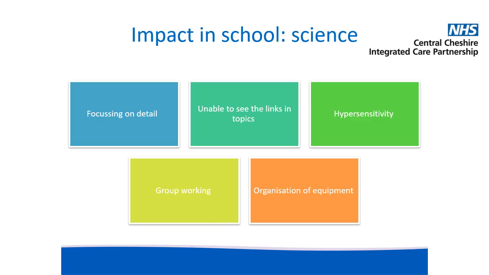Let's consider the impact that social communication challenges have in school on science lessons. Children with neurodivergent communication styles may focus too much on specific details and be unable to see the wider picture or the whole picture. They may be unable to see the links in topics. They may struggle with group working and with the organisation of equipment, and they may be hypersensitive to different sensory things such as light, noise and smells.